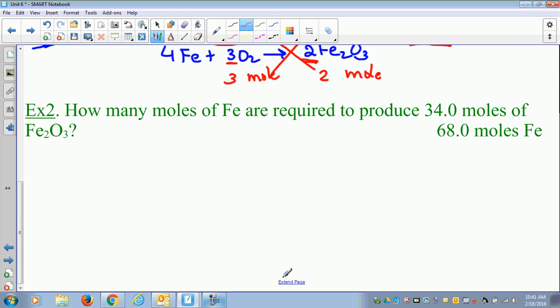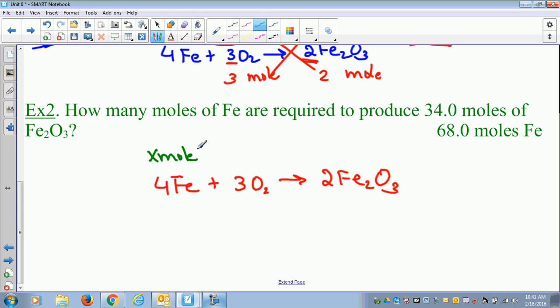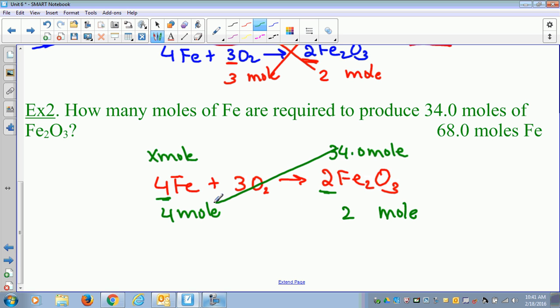Alright, question number 2. How many moles? Let's write the equation first. The only thing is that you have to write the equation every time you want to solve this kind of question. So how many moles of iron? You will say, X moles of iron are required to produce 34.0 moles of Fe2O3. My next step is copy the unit down. Mole for mole and mole for mole. Now I have 2 moles right here and 4 moles right here. Cross multiply it and that is your answer. 3 significant digits, because this is 3 significant digits.